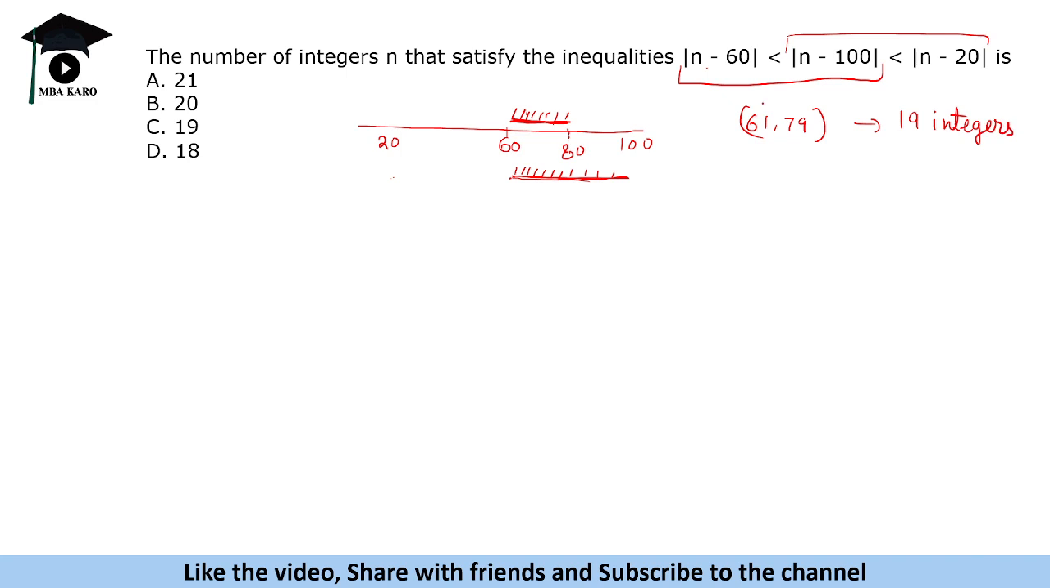We need to include all of them, right? We need to include 61 also and 79 also. That is by the distance method. The other way is by equation, that is the simplest way. If you do not understand by distance, if you do not visualize, that's perfectly fine.